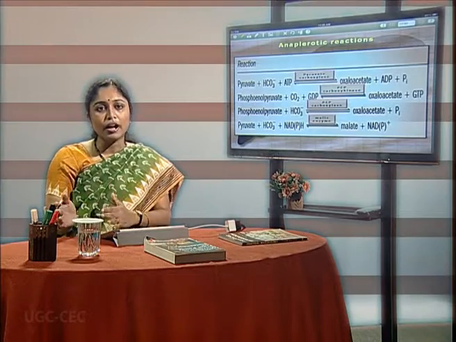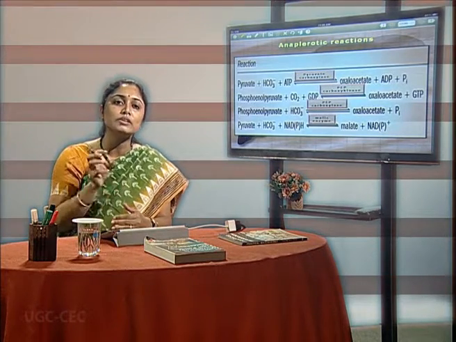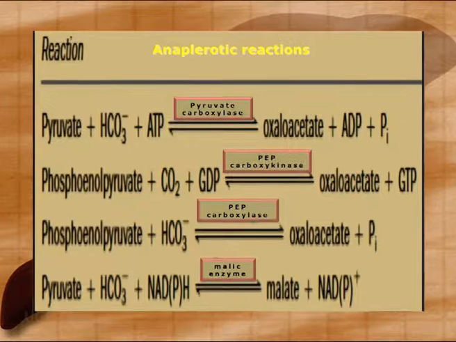Now, as the intermediates of the TCA cycle are removed to serve as precursors for different biosynthetic pathways, the concentrations of these intermediates should go down in the cell. So, to replenish these intermediates, many reactions occur in the cell. They are called anaplerotic reactions.